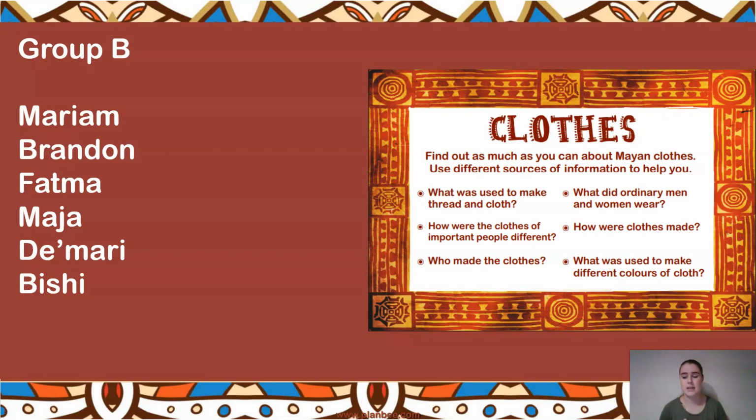Okay, so thinking back to those days, they wouldn't have had modern day machinery like we have. So I want you to think about how they're made and also think about who made those clothes, because it's not going to be the king. He's not going to be making his own clothes. What was used to make different colours of cloth? Now that's going to be really, really interesting because they don't have the modern day technology that we have nowadays.